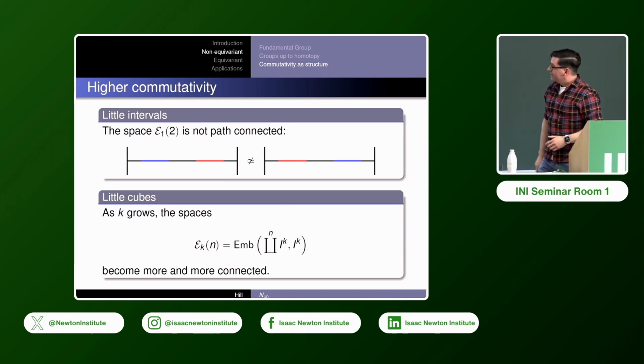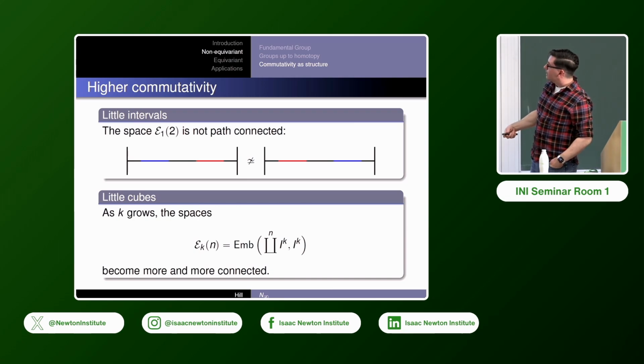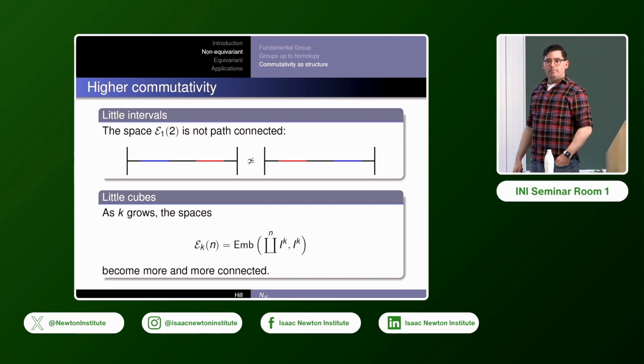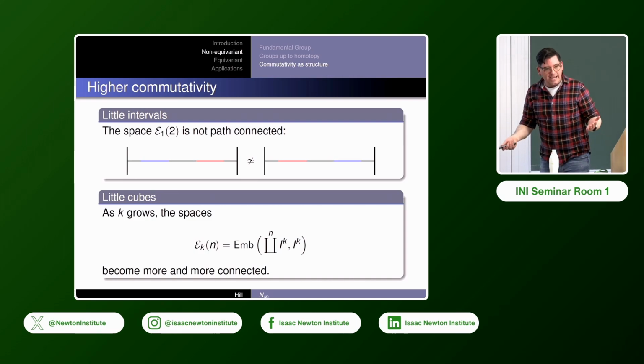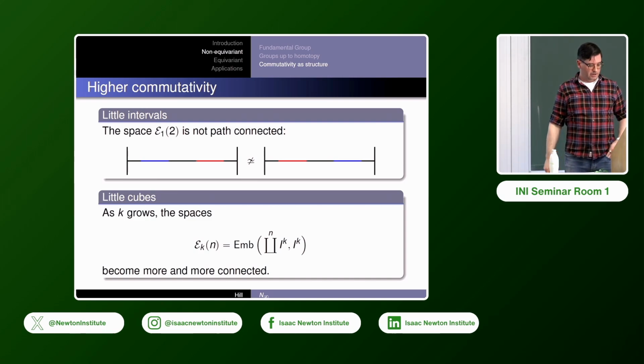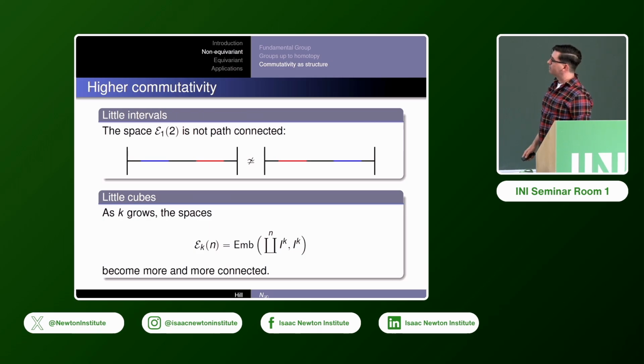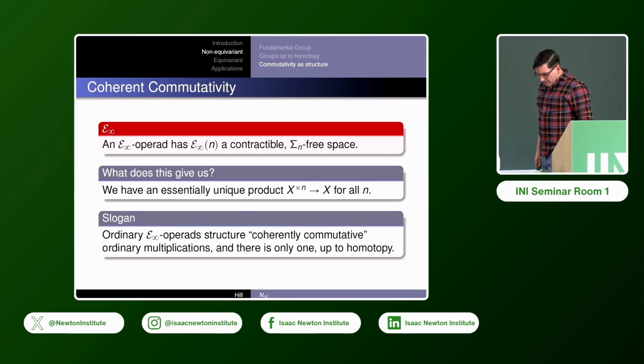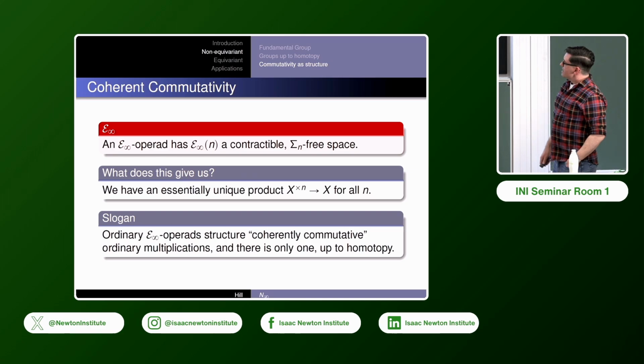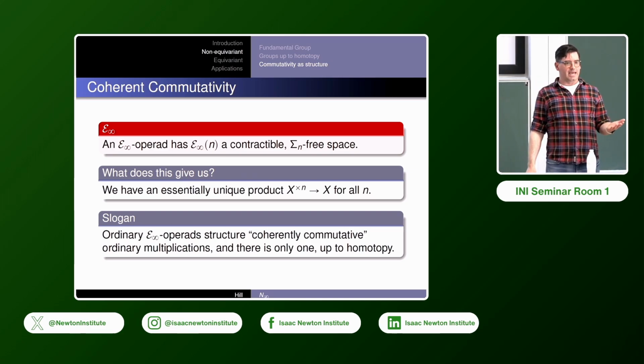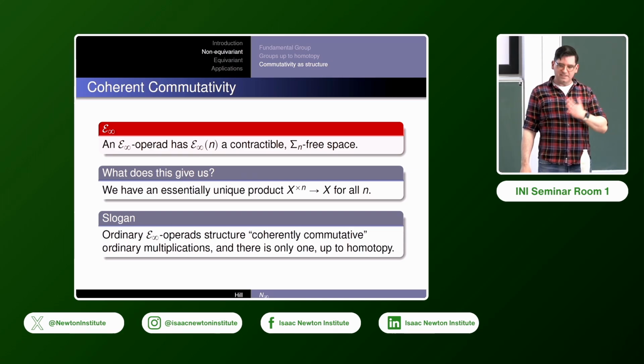If I allow the dimension of my cube to grow, though, we saw the difference between 1 and 2, the space E1 of 2 was not path connected, but E2 of 2 was. And as k grows, the spaces become more and more connected. So the next one is simply connected, and then it continues on until you choose how connected you want it, and I can build one for you. And so if I pass to the limit, as n goes off to infinity, then this is something where I had a free sigma n action, and all of the spaces are infinitely connected. Infinitely connected spaces are contractible. Their homotopy type is a point.